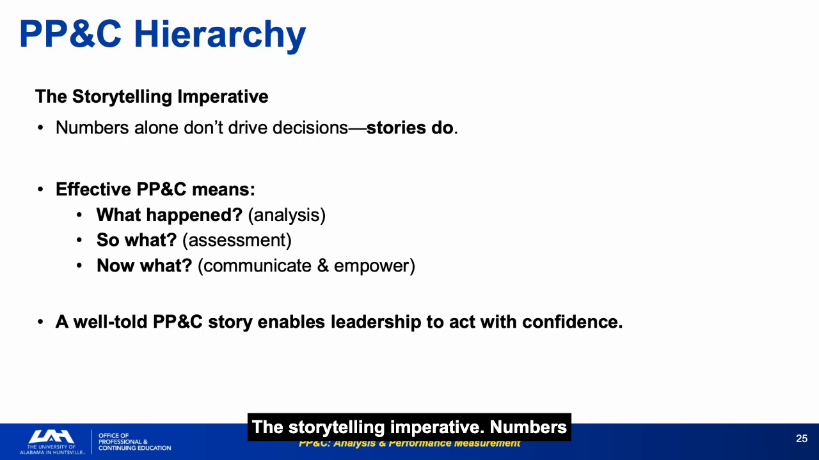The storytelling imperative. Numbers alone do not drive decisions. Stories do. Effective PP&C communicates what happened, so what, and now what. This three-part framework, what happened, so what, now what, should govern the structure of every management briefing you ever give. A well-told PP&C story enables leadership to act with confidence because it eliminates ambiguity about what the data means and what needs to happen next. If your briefing answers what happened, but not so what or now what, the program manager has to do the assessment work you should have already done.